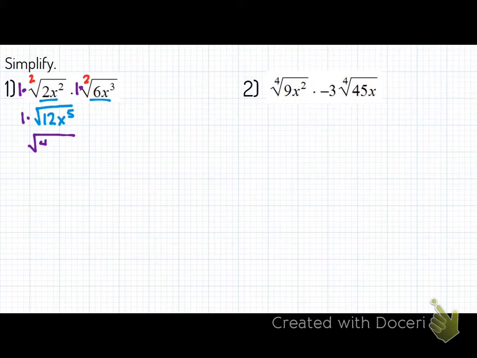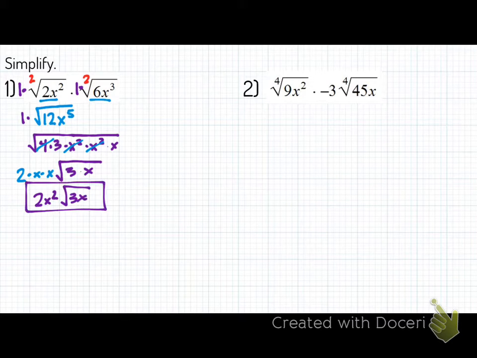Now I could simplify this like before. We know that 12 is like 4 times 3. X to the 5th is like x to the 4th times x. And then I could just do what I did before. That 3x I'm just going to leave alone now. So square root of 4 is 2. Square root of x squared is x. Square root of x squared is x. Bring down the rest of the problem, and we simplify, and we have number 1 is done. Okay? So that's number 1.